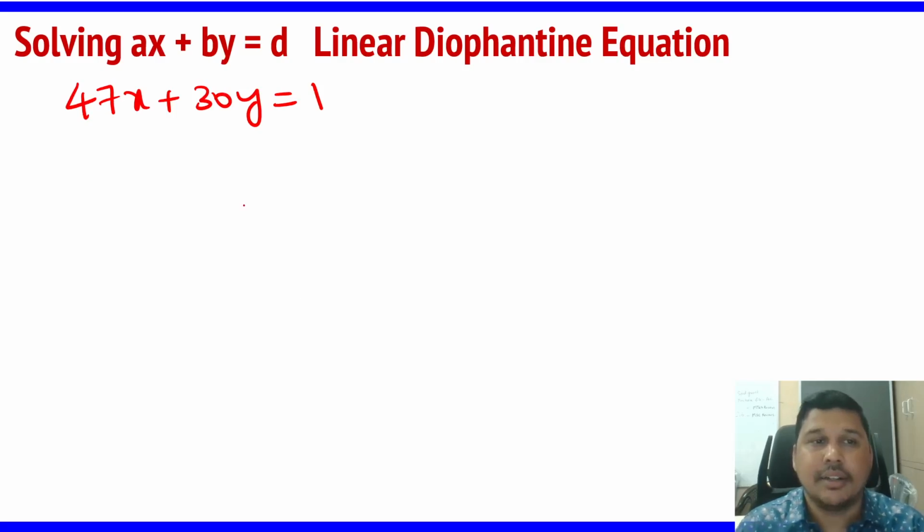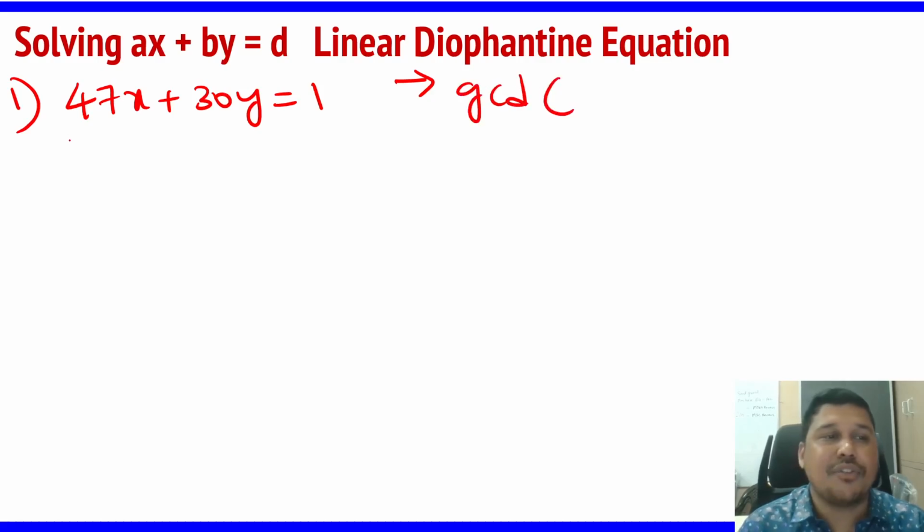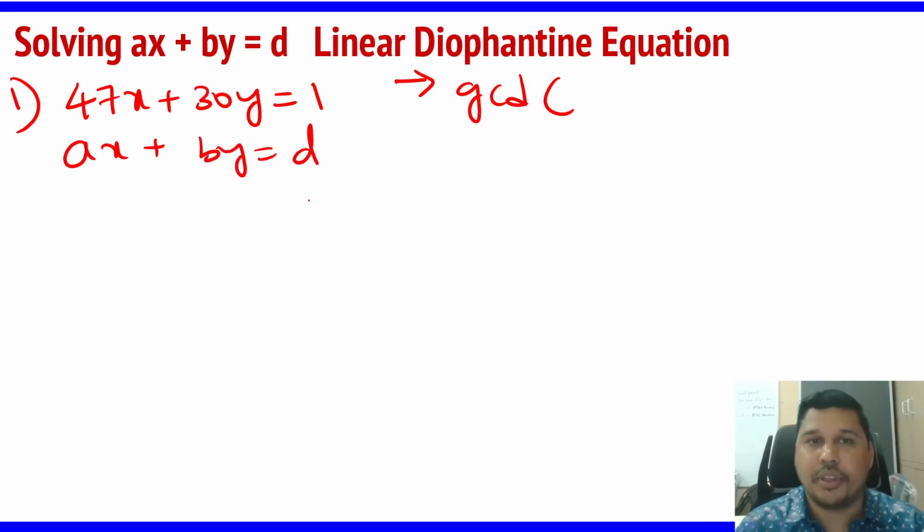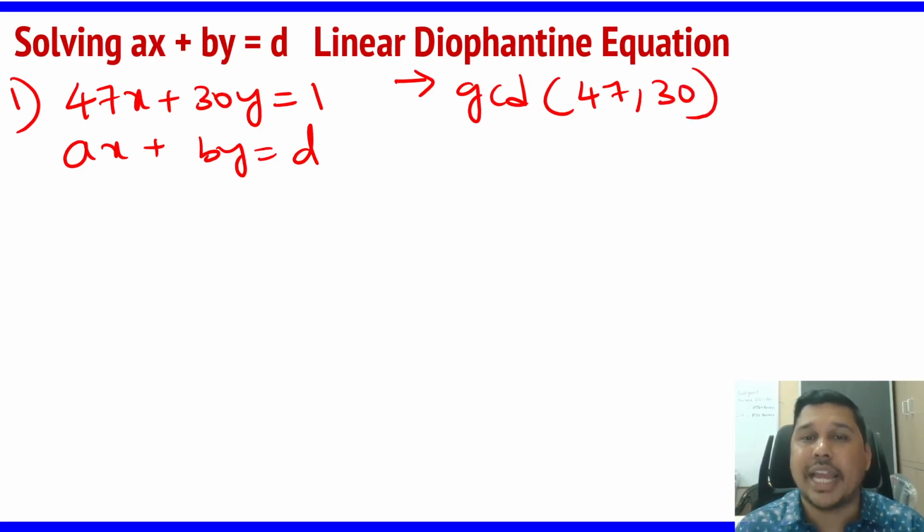So this is the question given. What is the first step in this? This is in the form ax plus by equal to d. I have to confirm whether it is a linear Diophantine equation or not. We have to confirm it first. How do we confirm? First, find the GCD of 47 and 30, that is, the GCD of a comma b.